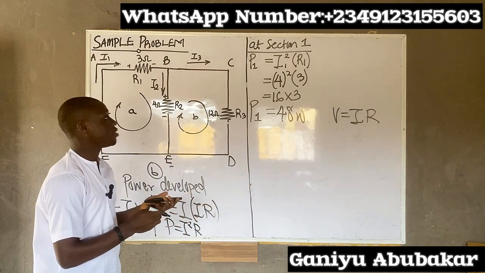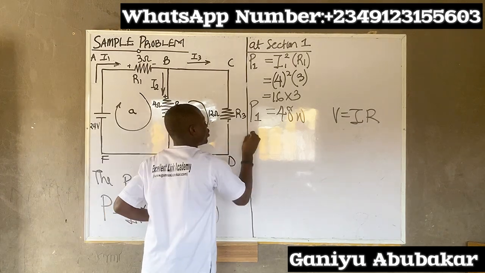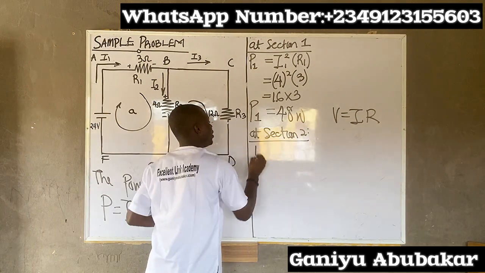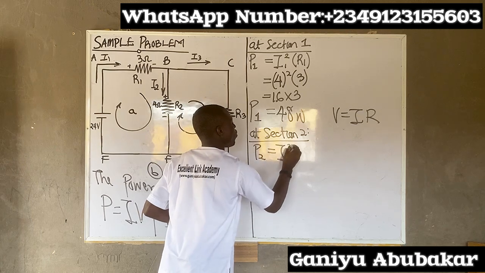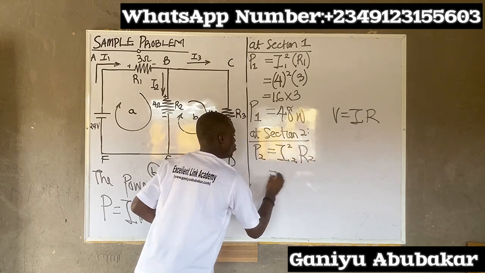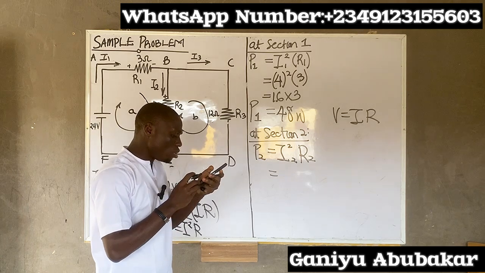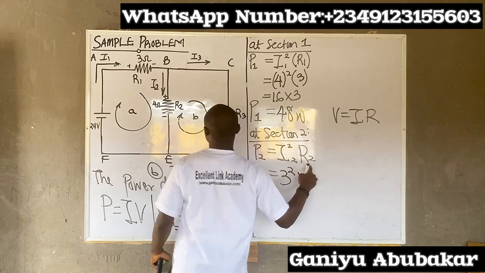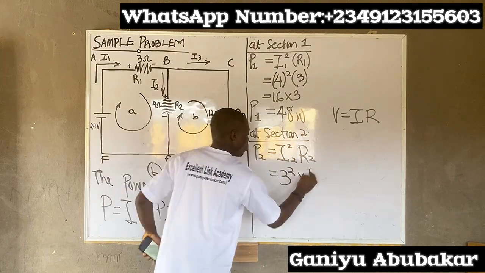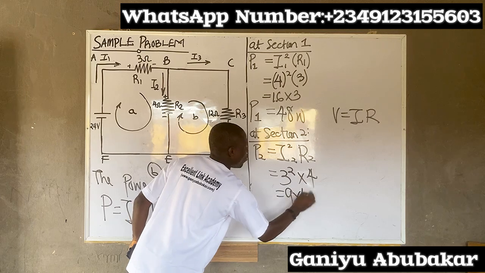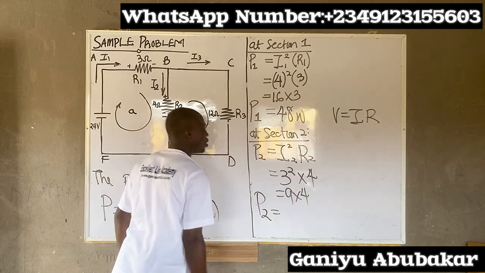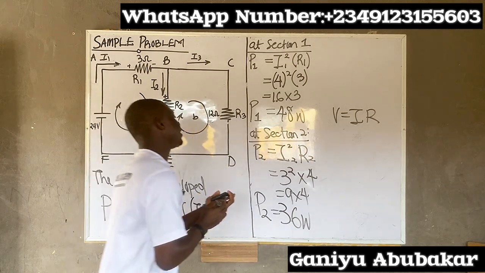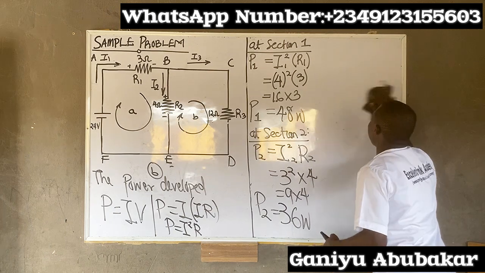But why is it in watts? At section 2, the power developed, that's P2, equal to I2 squared times R2. What's the value of I2? I2 is 3 amperes. That's 3 all squared times what? R2 is of course 4. This gives you 9 times 4. So the power at section 2 gives you 36 watts.